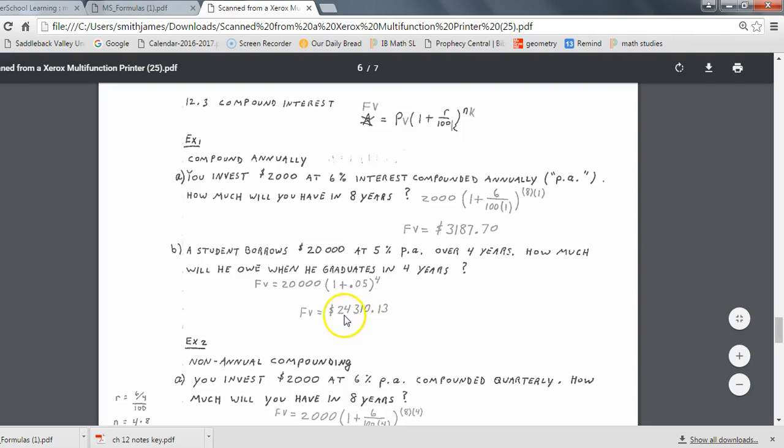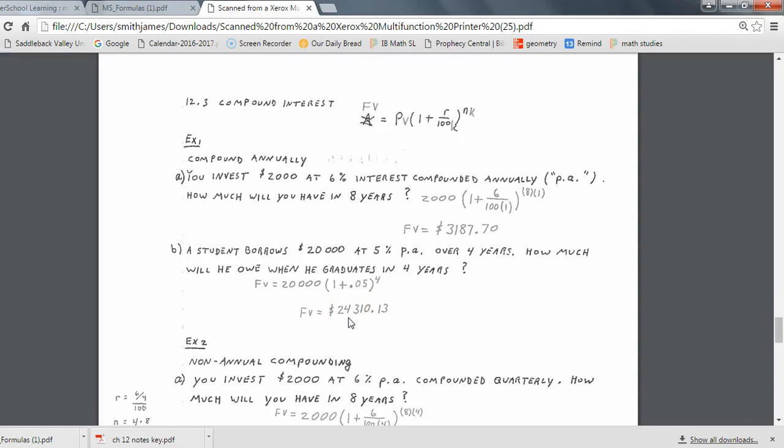So 4 years later, we walk out of college. We borrowed 20 grand. We're going to have to pay back $24,310.13. That would be the future value just 4 years later if interest were growing at 5% per year for 4 years.